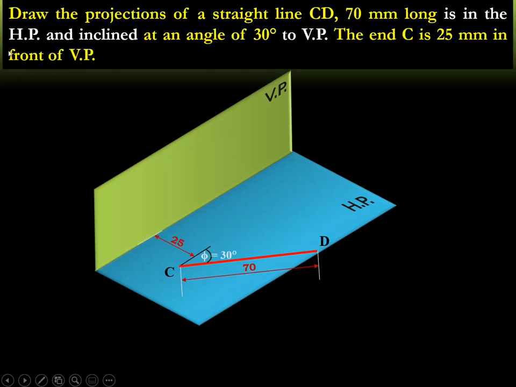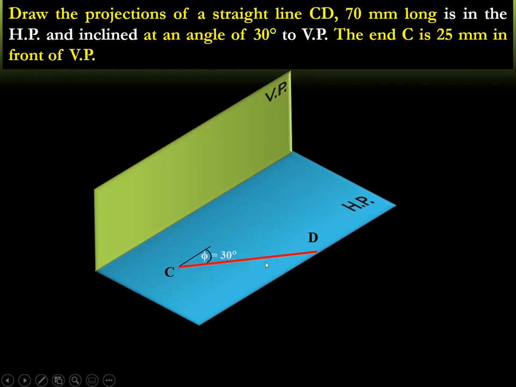Now let's find the projections of the given problem. The pictorial representation of the given problem is shown here. From this diagram we can understand the true length of the line is 70 mm and the line is inclined to vertical plane by an angle 30 degrees and one of its ends capital C is located 25 mm in front of the vertical plane.